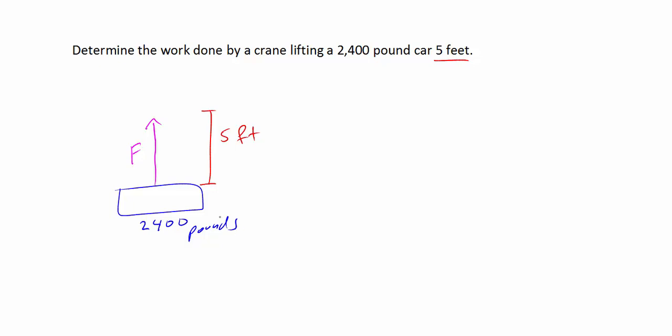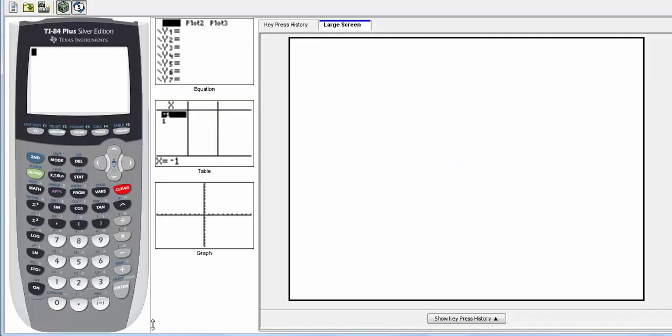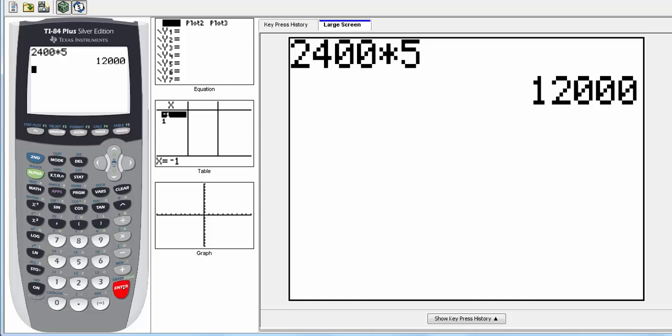And this one's going to be kind of straightforward because the amount of work, remember, is the force times distance. Well, the car is going up by the crane, and that's the direction of the force. So the force that's going in the direction that we're moving, so work then is equal to the force of the 2,400 pounds multiplied by how far we move the car, and it says we're going to move it 5 feet. So this is simple enough that we would take 2,400 and multiply by 5, and we get 12,000.